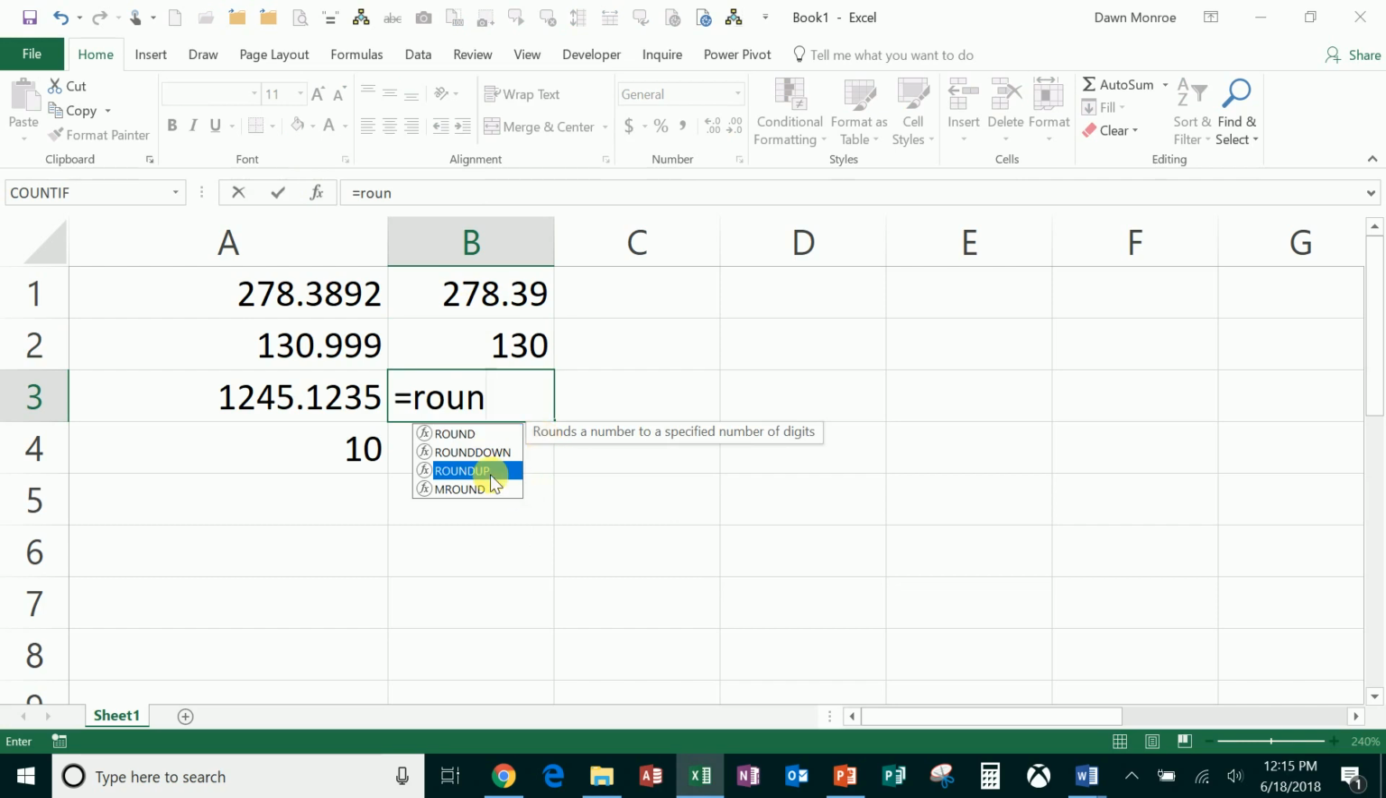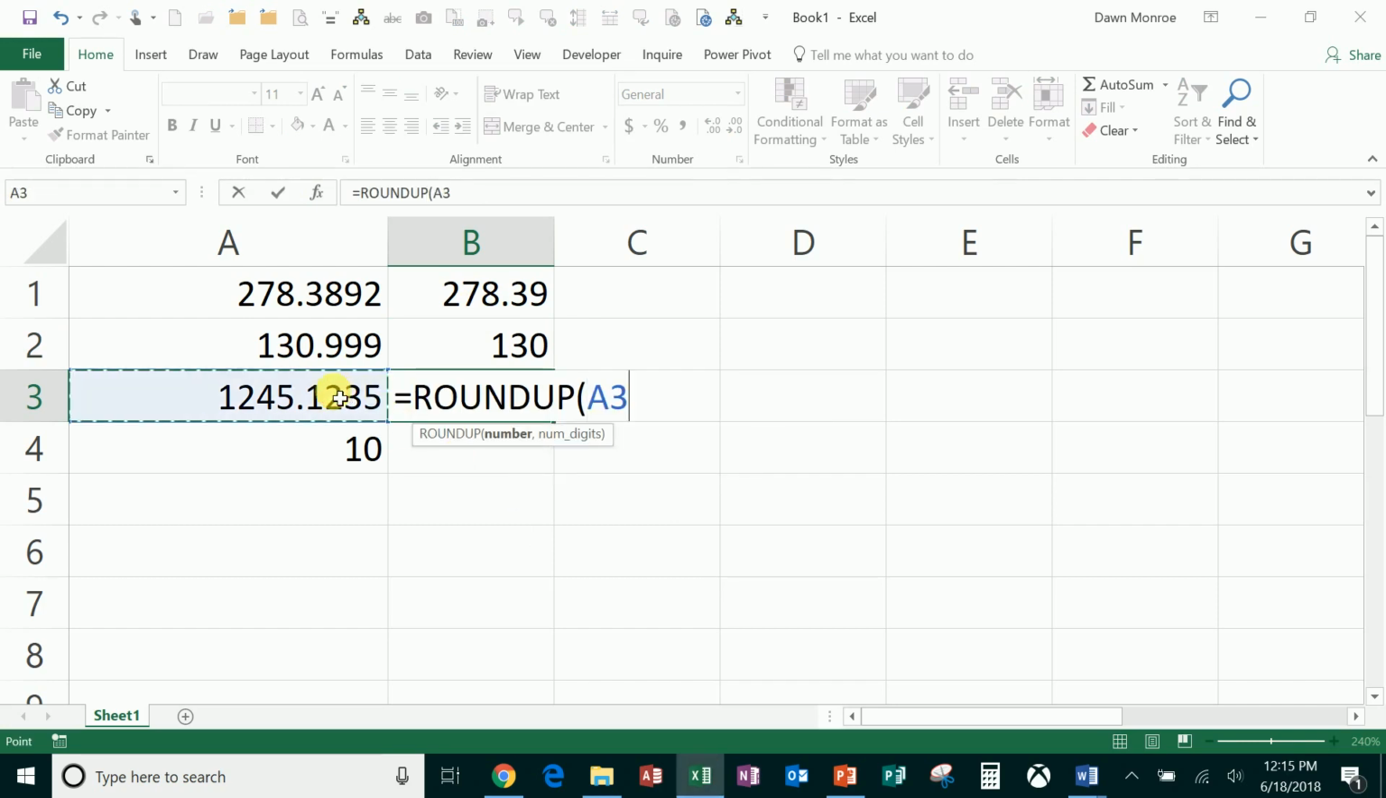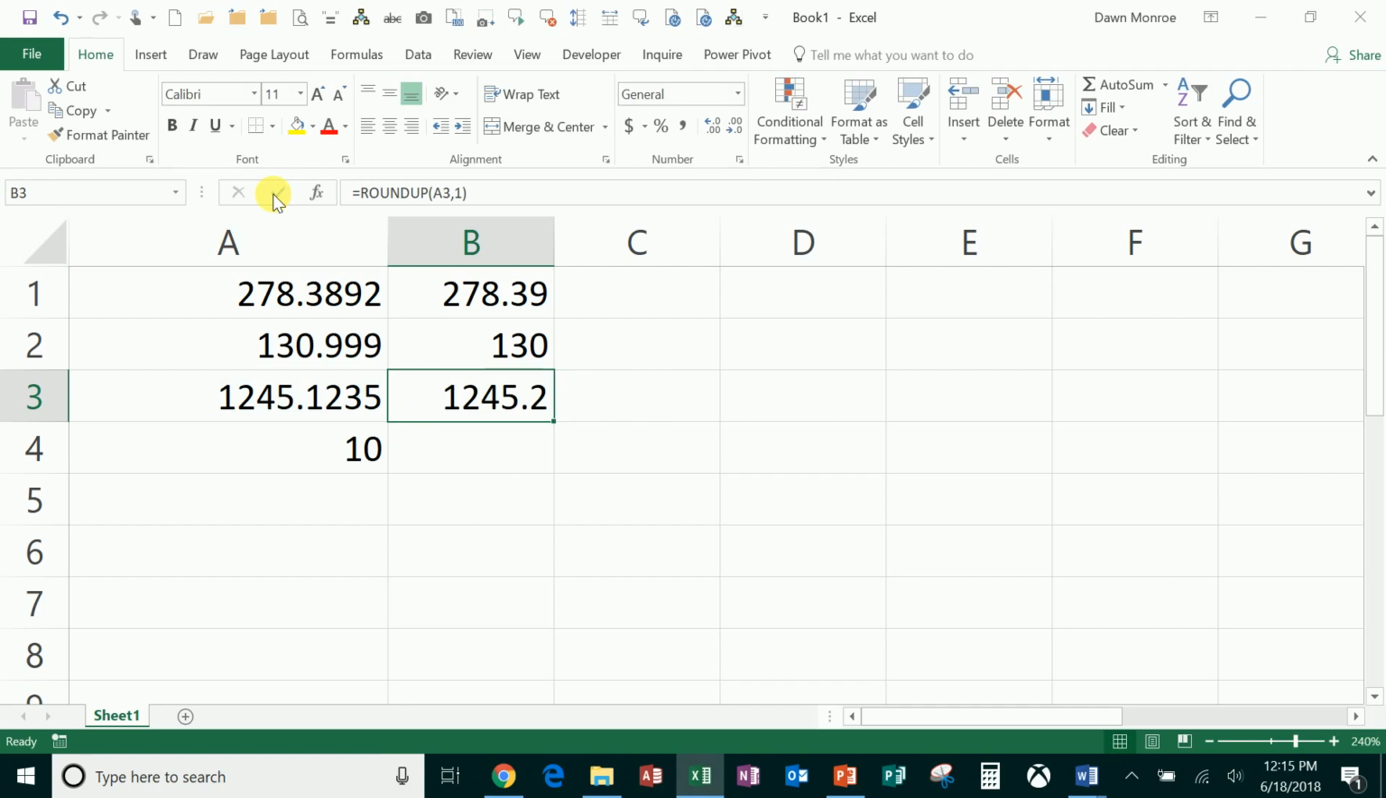Let's do this one, equals round. Let's do a round up, picking that number, and let's say 1 decimal place here. Let's see what it does. Okay, and rounding up.